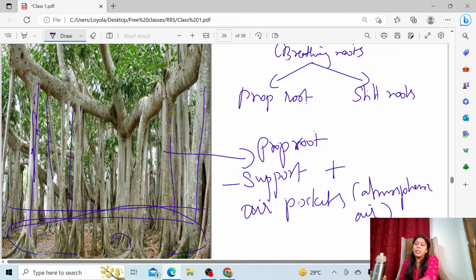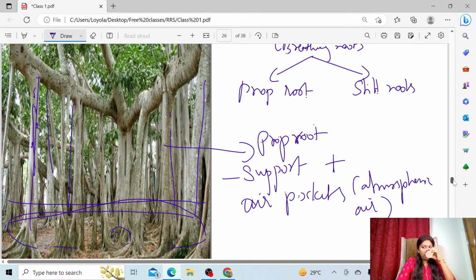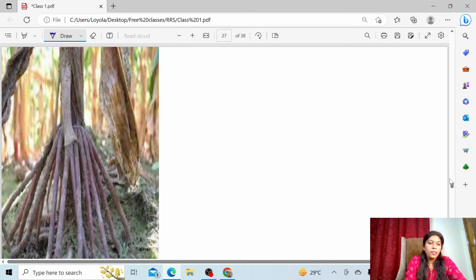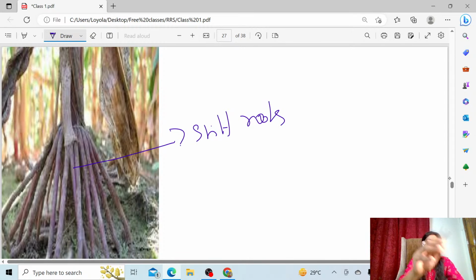The second kind of root is the stilt root. Same way, you have to see this stilt root. This is a stilt root. What happens? This does not come from the branches of the tree. It comes from the basal node. From the stem, there will be a node. If you take a section, you will see that one section is one node. So from the node there comes a root. These are roots.